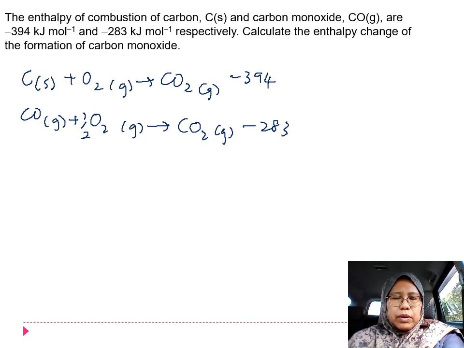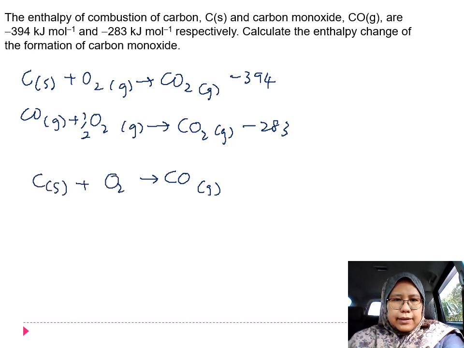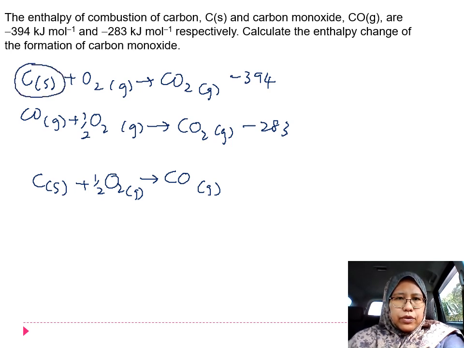Now, what do we want to find? Enthalpy change of the formation of carbon monoxide. So carbon monoxide would be the product here. And then the constituent elements are carbon solid plus oxygen gas. So this is not yet balanced, so this one has to be half. Now, carbon here is already on the left. Okay, we're going to use this equation as is, but the carbon monoxide here is on the left. We want it to be on the right.